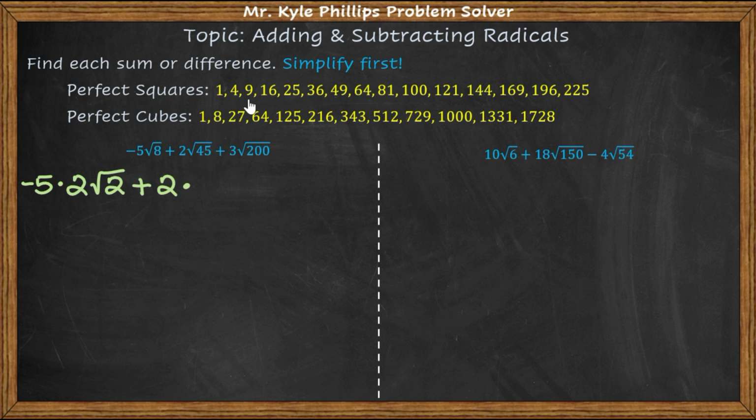The largest perfect square that can go into 45 is 9. The square root of 9 is 3, so this is 3 root 5 plus 3. The largest perfect square that can go into 200 is 100. The square root of 100 is 10, so this is 10 root 2.